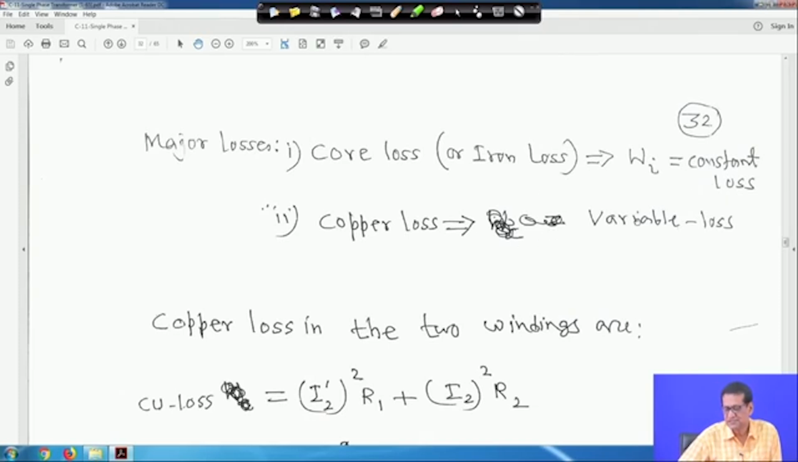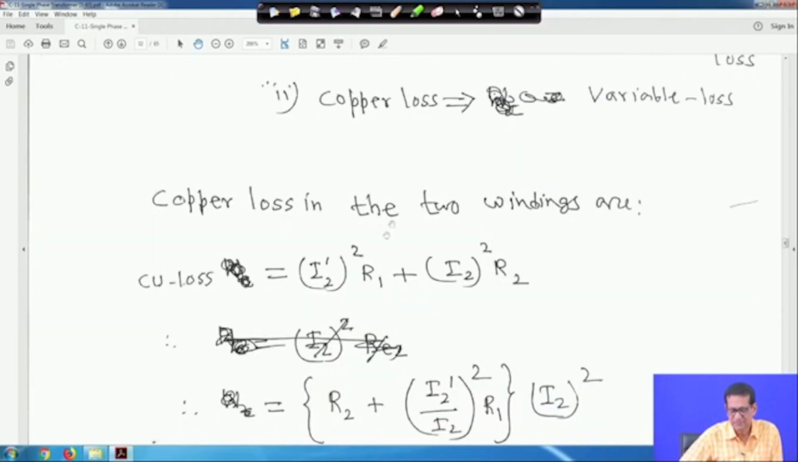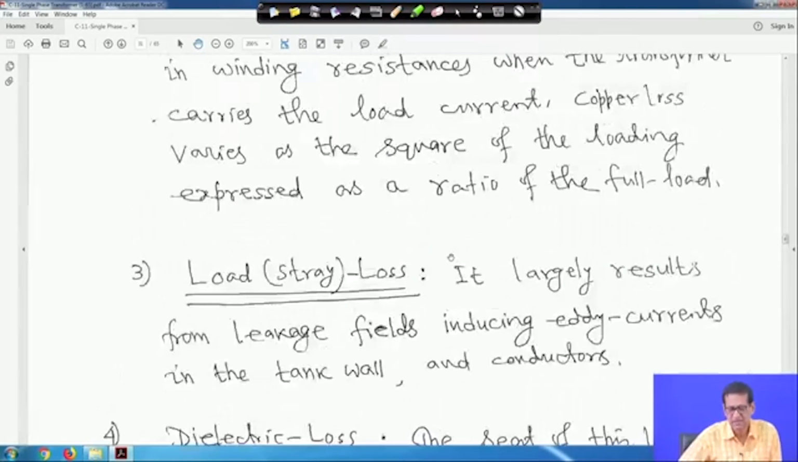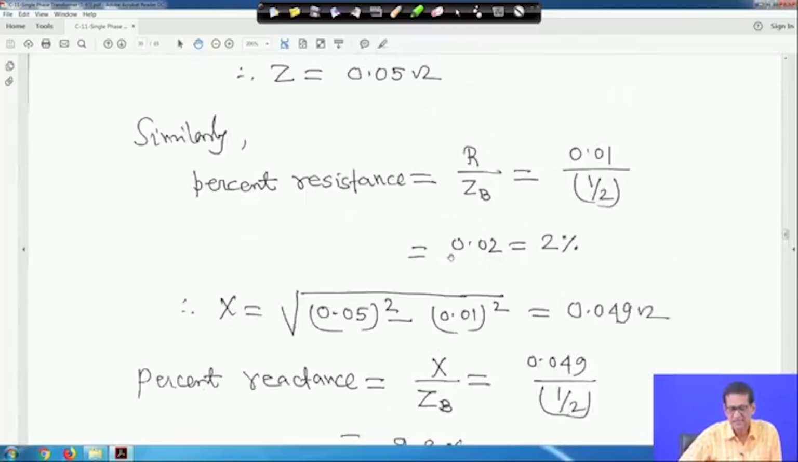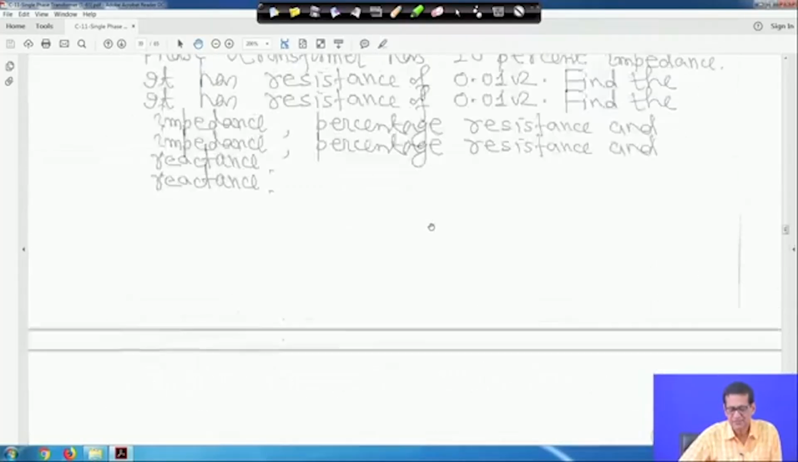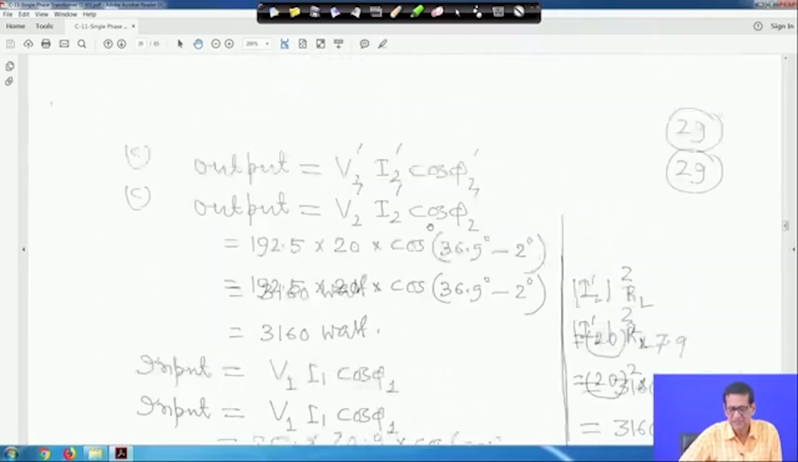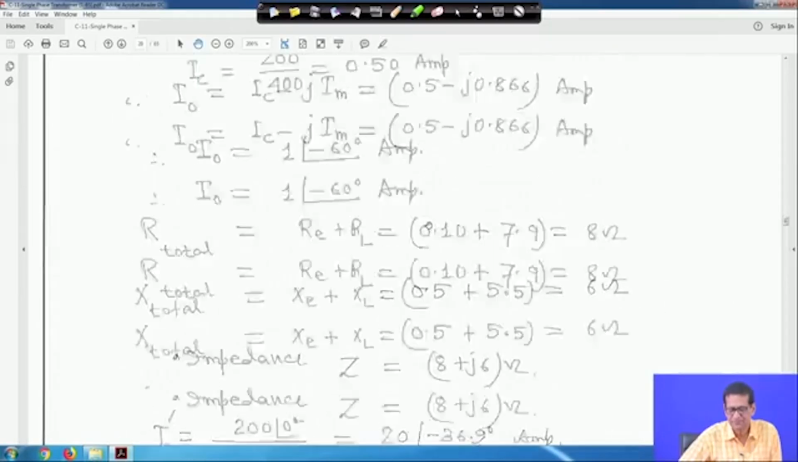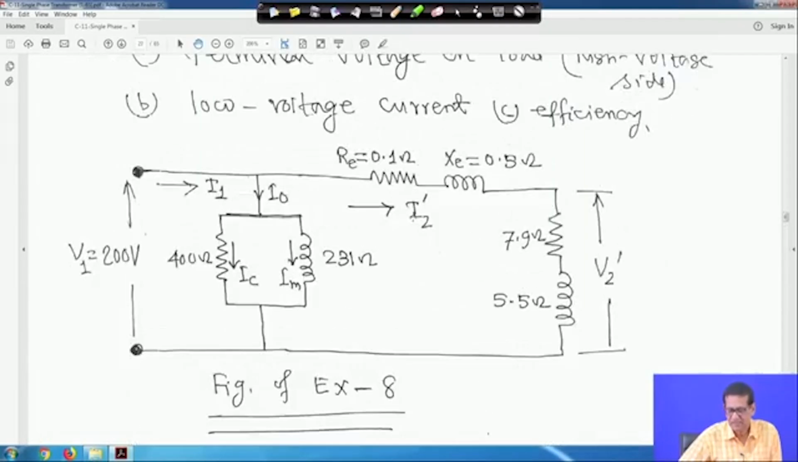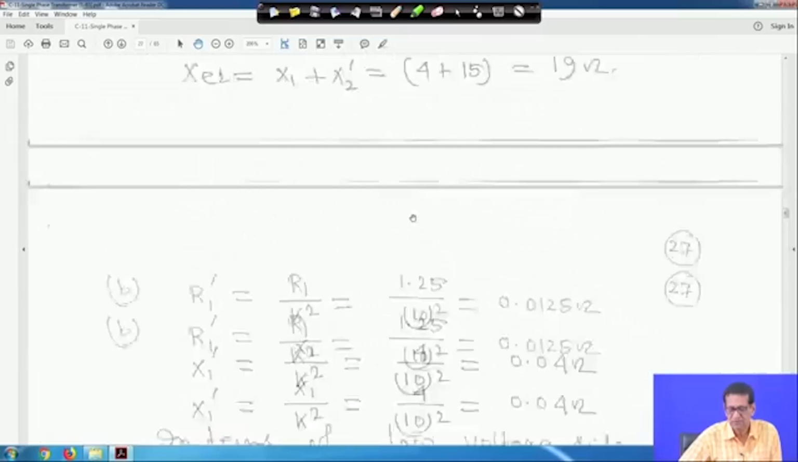Another is copper loss, it is a variable loss, because if load changes, then the current changes. So, it is a variable loss. Copper loss in the two winding transformer is I2 square R1 plus I2 square R2. We have seen the equivalent circuit of the transformer. I am going back to that circuit, just hold on, we will go back to the circuit.